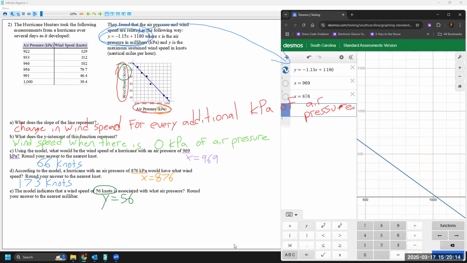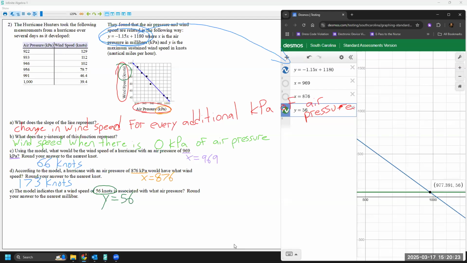This one says y, so it's important to make sure I'm doing the right one. Y equals 56. I see they intersect right there. Click on the point, and 56 is in the y spot, so the x is what I'm interested in. It says to the nearest millibar. I guess that's what kPa stands for. So we'll round this to the nearest whole number again. 977.391. We'll round to 977. 977 kPa.